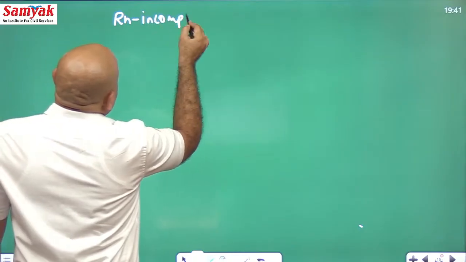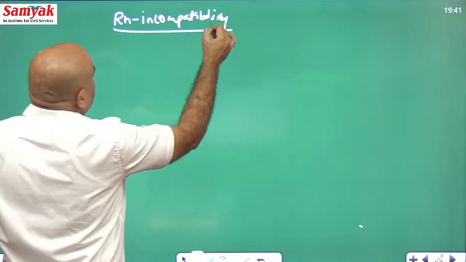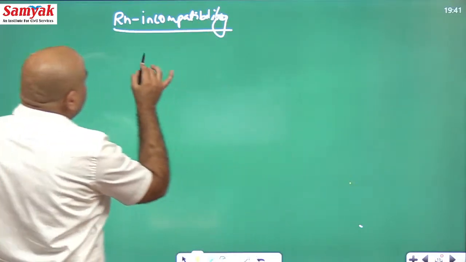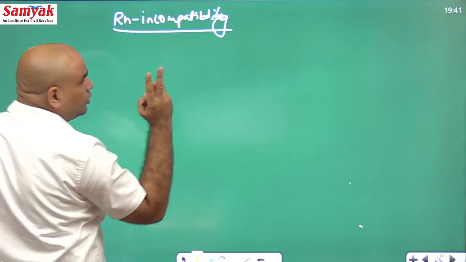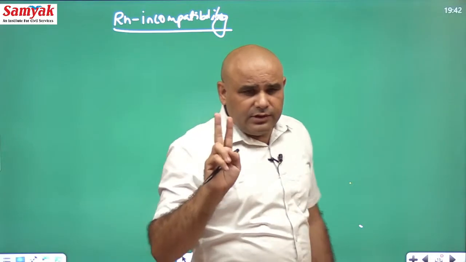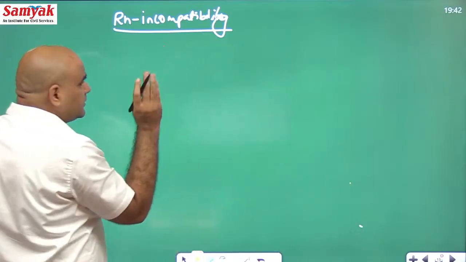RH incompatibility. Now see, whenever you are talking about RH incompatibility, you have to remember that there were two scientists, Karl Landsteiner and Wiener. Yesterday also I talked about it.